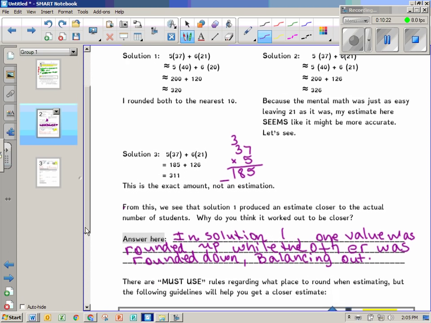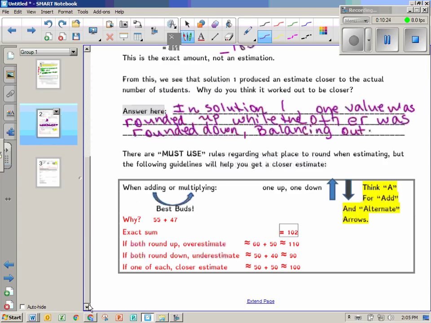The thing you have to remember about estimating is everybody's estimate is not always going to come out to be the same. So on this next page here, we've got just some rules, but I put here there are not must-use rules regarding what place to round when estimating, but the following guidelines will help you get close. I need to amend that. So when adding or multiplying, I put these are best buds. Multiplying is just repeated addition. So these two are good friends.